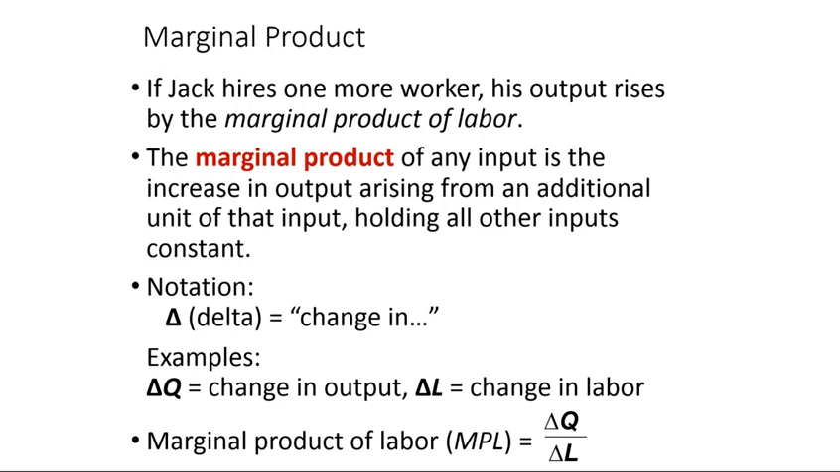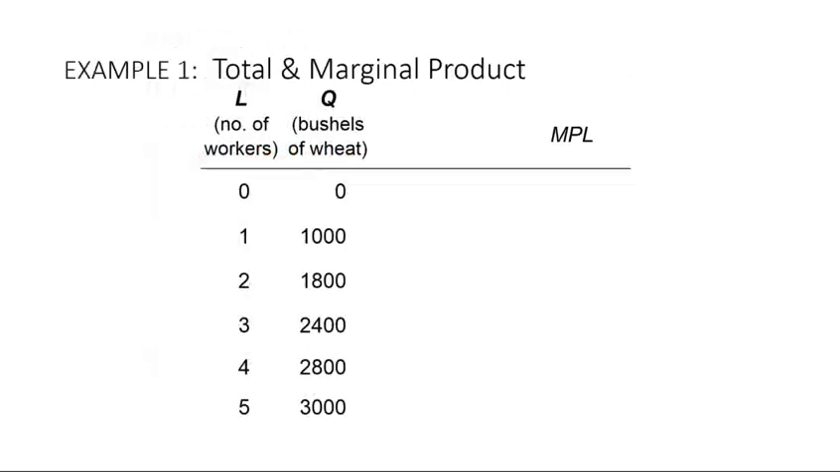And remember, Q was measured on the vertical axis in that diagram, and L was measured on the horizontal. So this is really delta Y over delta X. We're actually measuring, and we'll see this in a moment, the slope of that production function, of that total product curve at a particular allocation. So if we wanted to calculate the marginal product, all we're going to do here is calculate delta Q over delta L using the table.